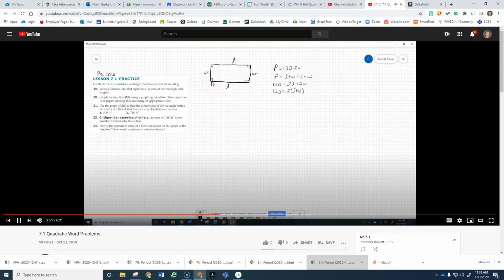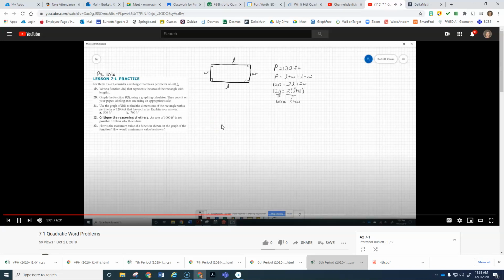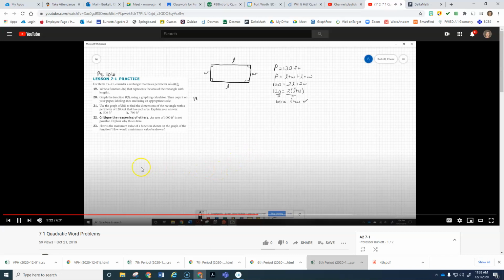Well, algebraically, I want to divide both sides by 2, and that should make sense to you geometrically. If all the way around is 120, then halfway around, one length and one width should be 60. Now you're going to understand why I did this in just a second. Because for problem number 19, it says write a function, and they tell me what to call the function that represents the area.